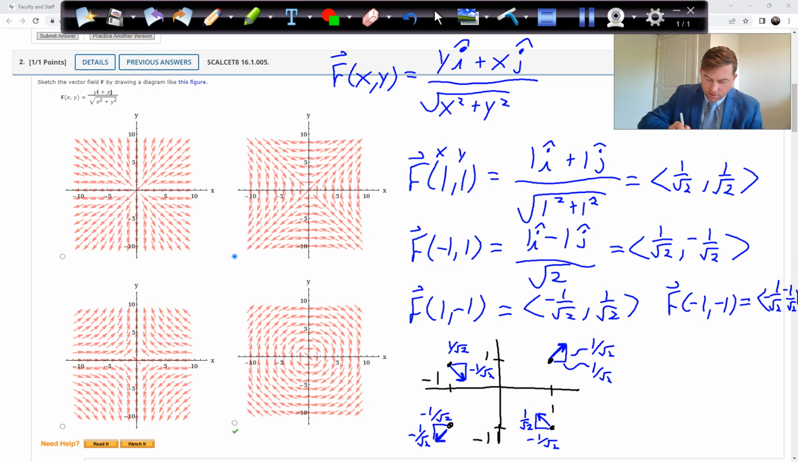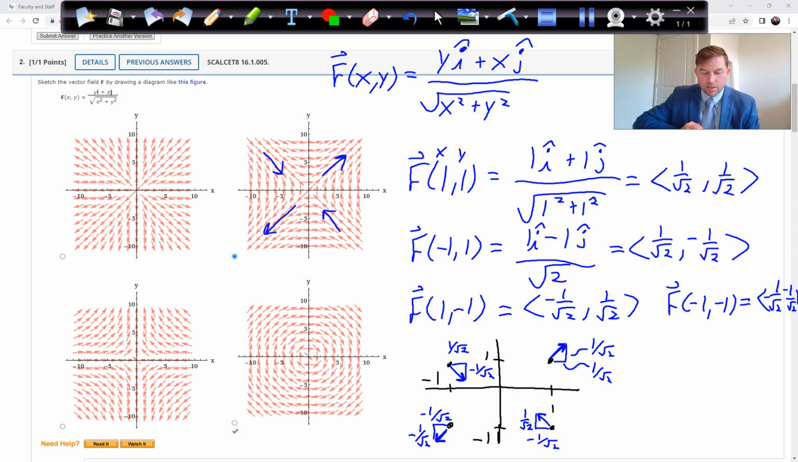So now, these are just 4 arrows. To really get this, you'd have to pick a bunch of different combinations of x's and y's. But just from that, we can get a sense of what's going on. So in the top left, the arrows have to point down and to the right. In the first quadrant, they have to point up and to the right. In the third quadrant, they have to point down and to the left. And in the fourth quadrant, they're going to point up and to the left.